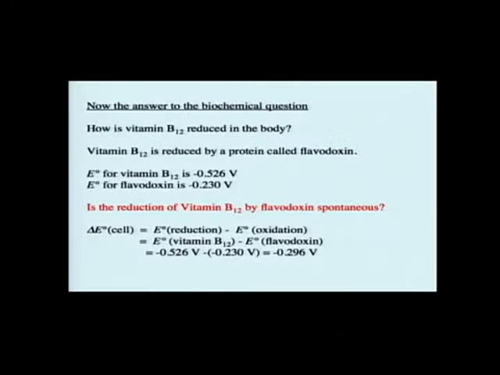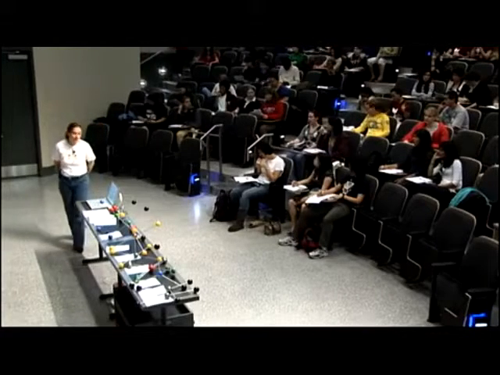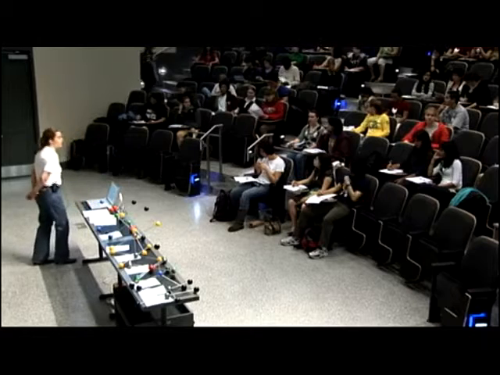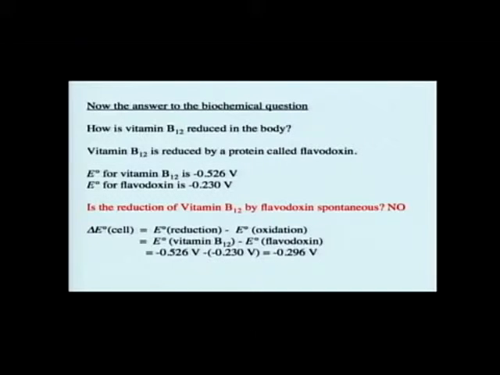So we have minus 0.526 volts minus a negative 0.23 volts. And if you put those together, you get minus 0.296 volts. So is that going to be a spontaneous reaction? No, it's not going to be. Your value for the E is negative, which means what is true about delta G? Positive, so it won't be spontaneous.